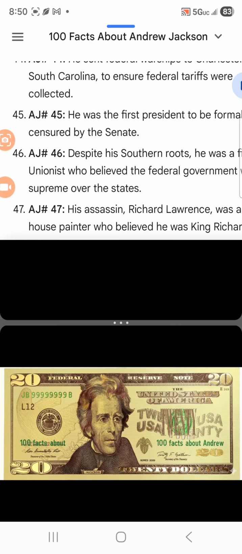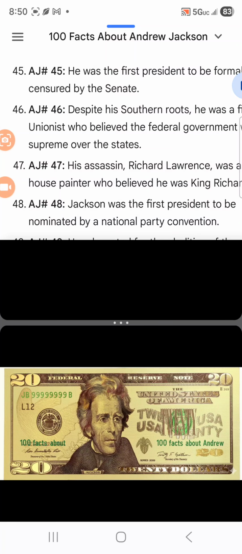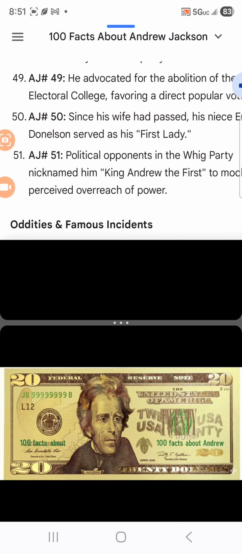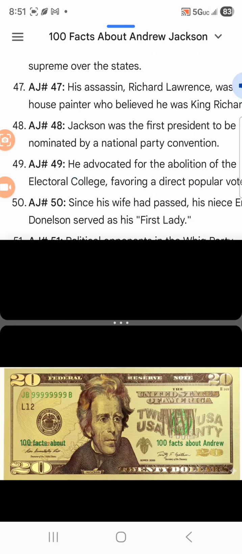AJ number 45. He was the first president to be formally censured by the Senate. AJ number 46. And that ties back to the whole fine thing of $1,000. Despite his Southern roots, he was a fierce Unionist who believed the federal government was supreme over the states. And that's another thing that ties him to Abraham Lincoln. I never knew how many things tie him to Abraham Lincoln as a person.